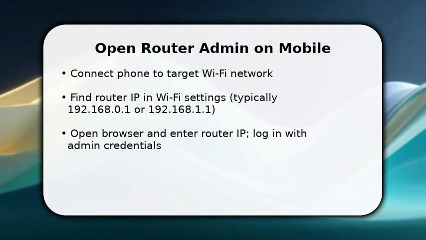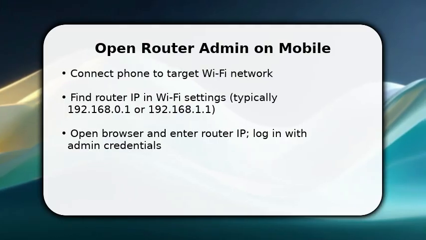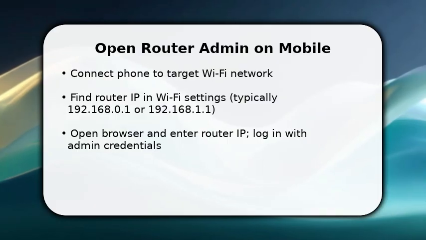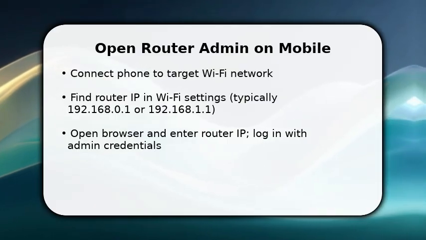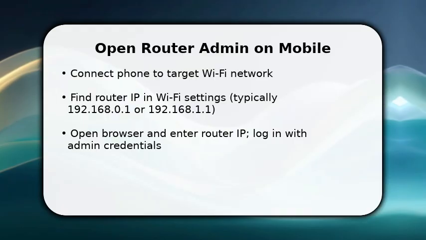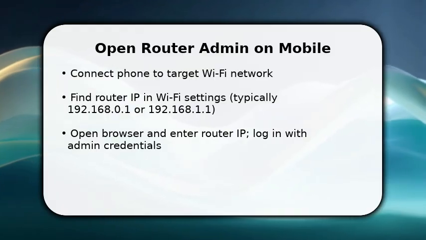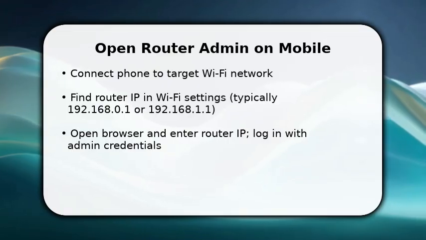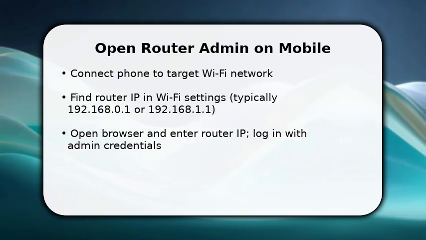You start by connecting your phone to the Wi-Fi you plan to change. This ensures you reach the correct router. Next, check your phone's Wi-Fi details to find the router IP address, commonly 192.168.0.1 or 192.168.1.1, and open it in your mobile browser.